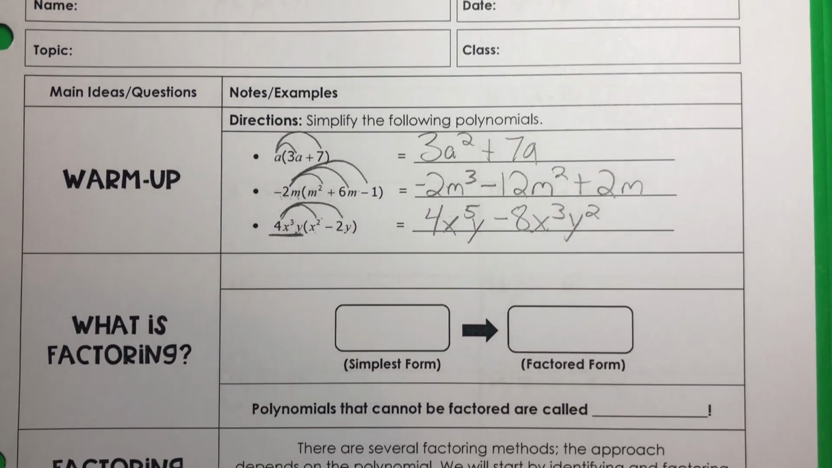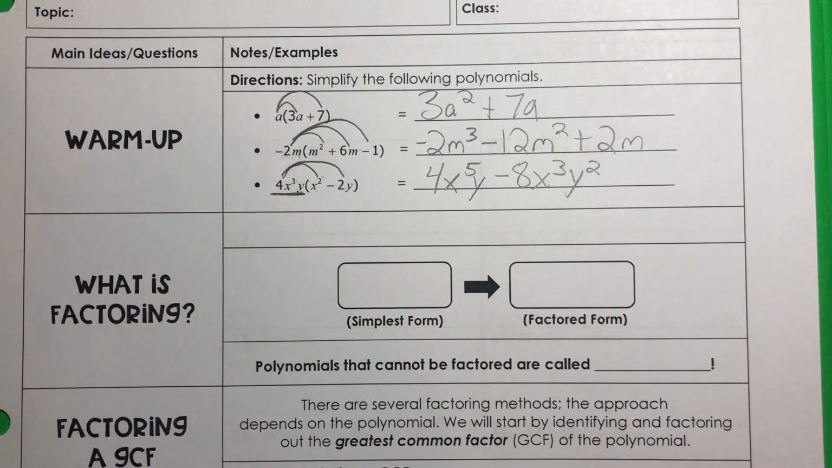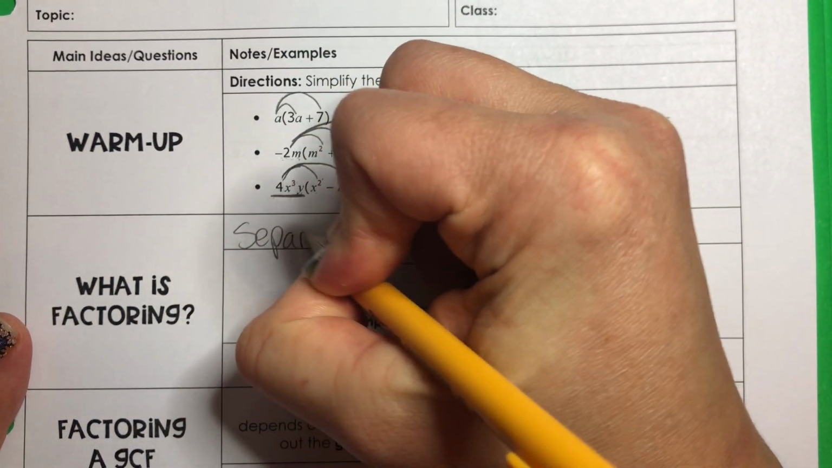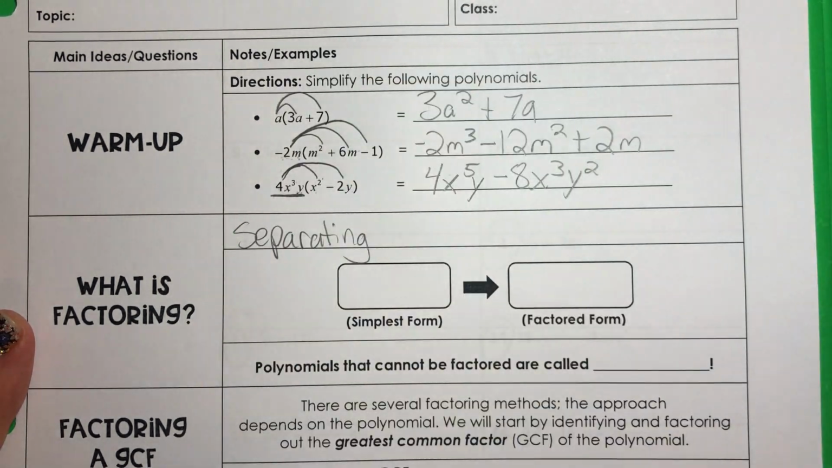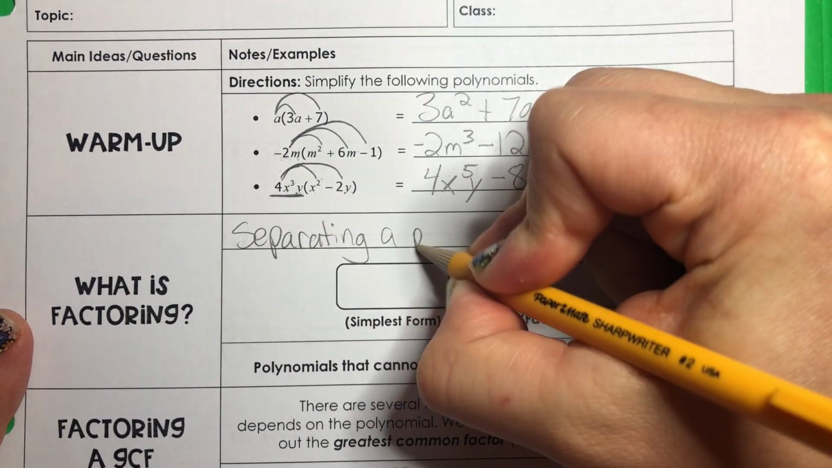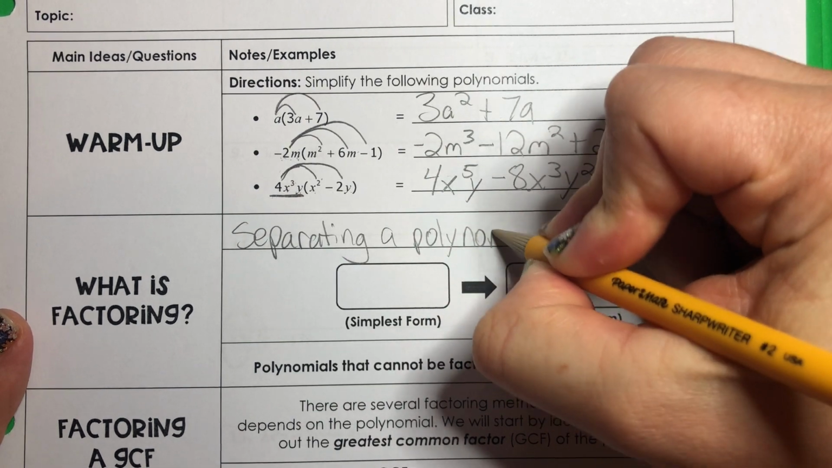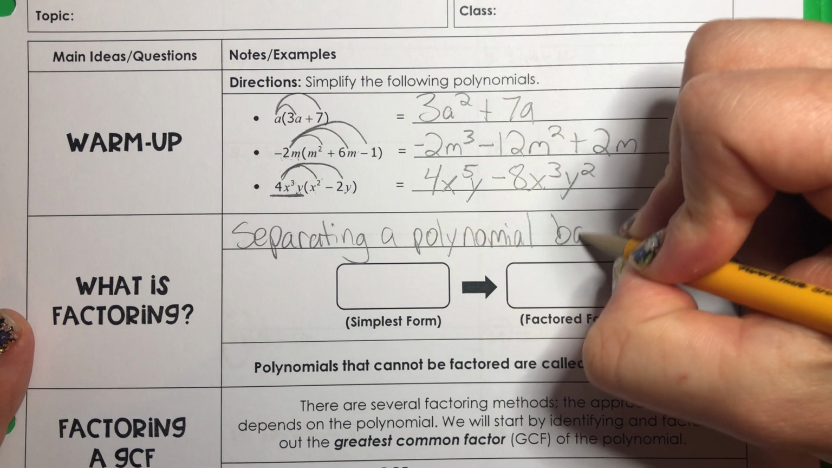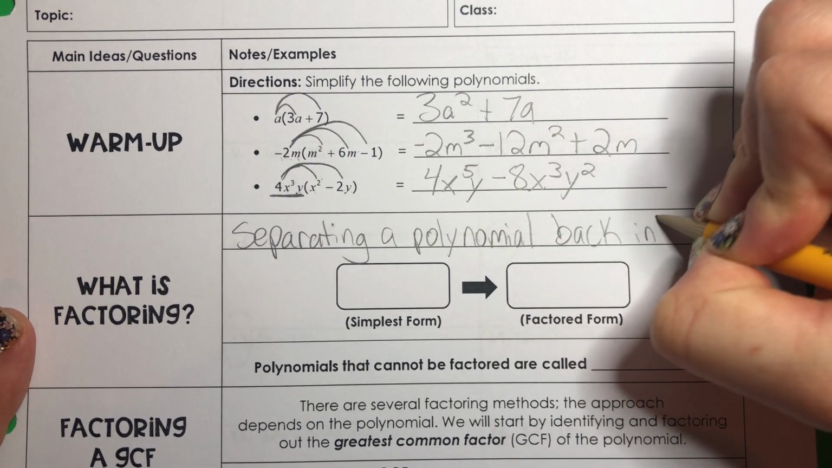Now what we're going to do in these notes and homework is called factoring. So factoring is working backwards. You're going to be separating a polynomial back into a product. So again, working backwards.